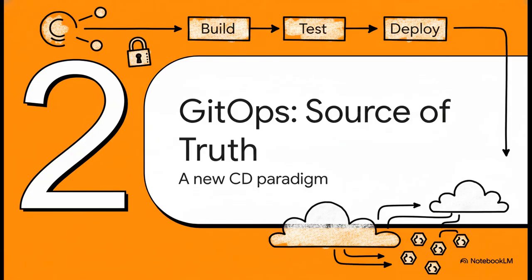And that is where GitOps comes into the picture. And look, this isn't just some shiny new tool. It's a totally different way of thinking about and managing our infrastructure. It's a whole new playbook for continuous delivery that's designed to fix the very problems we've been talking about.